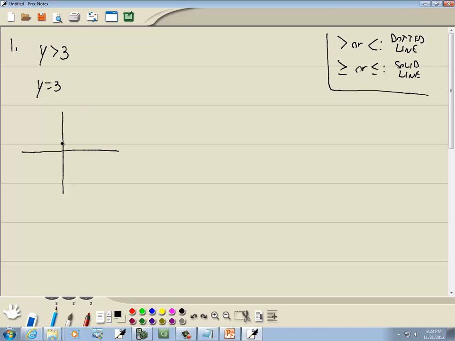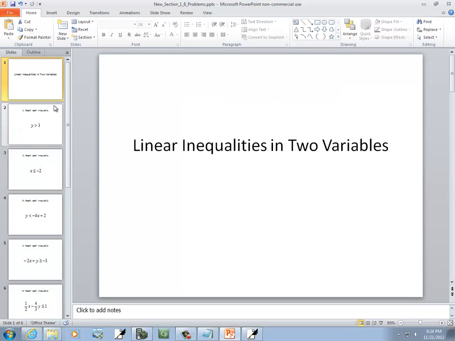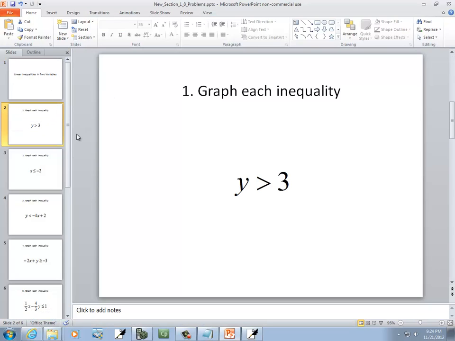Well, y is equal to 3 is a horizontal line at 3. Now it's a greater than, so greater than is a dotted line. So it goes across like that. Now y is greater than 3. Well, if it's greater than, we shade above it. If it was less than, then we'd shade below it. And that's our answer. Now what makes this one an oddball one, and it actually makes it easier, is it only has one variable. The title of this section is Linear Inequalities in Two Variables.